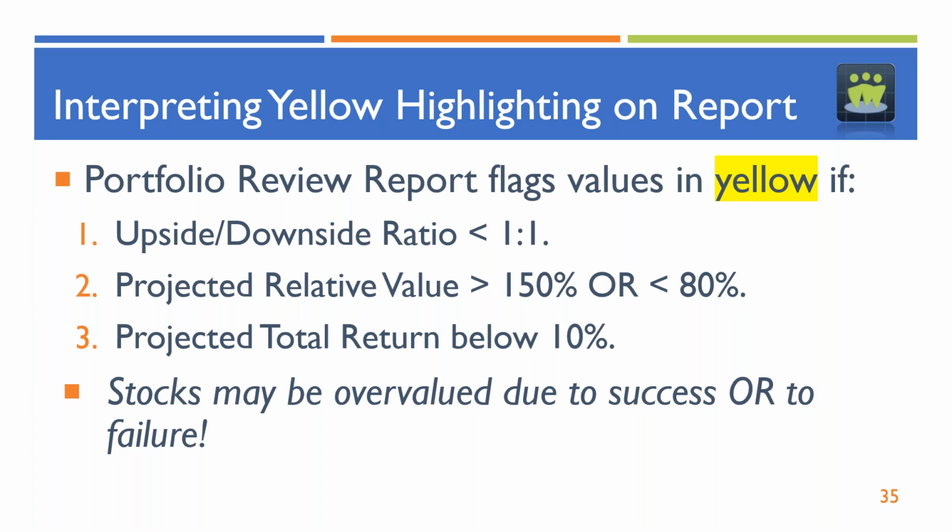1-to-1, this means you have the same amount of upside from the current price as the downside. If it's much below that, if you have more downside to upside, well, then that's the wrong equation for the levels of risk and return in your portfolio. The projected relative value is the relationship between the current PE ratio and the historic PE ratio. So if they're the same, if the relative value is 100%, that means the current PE ratio is exactly the same as the average PE ratio of the last 5 years.